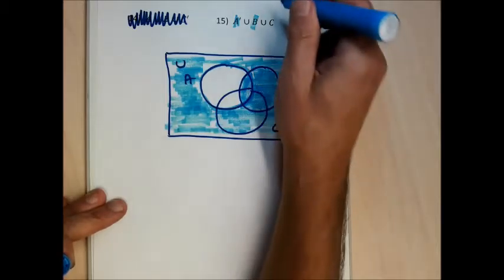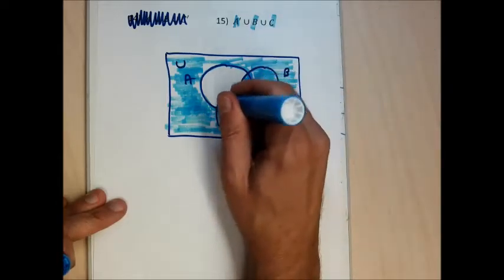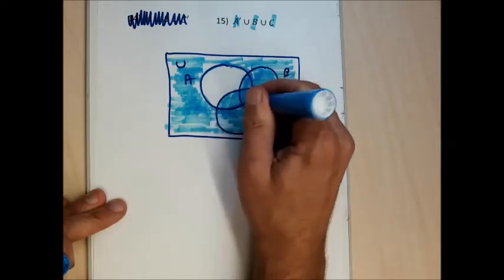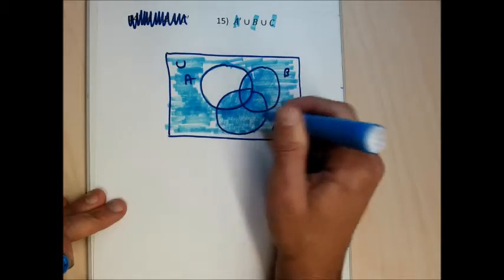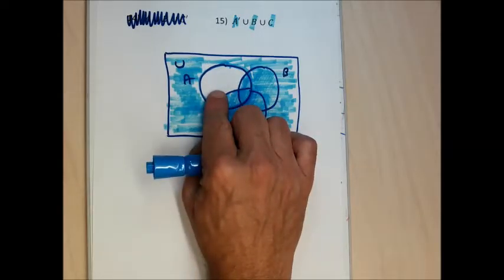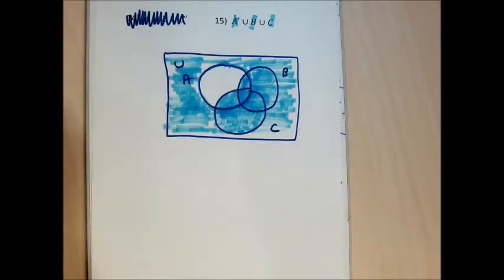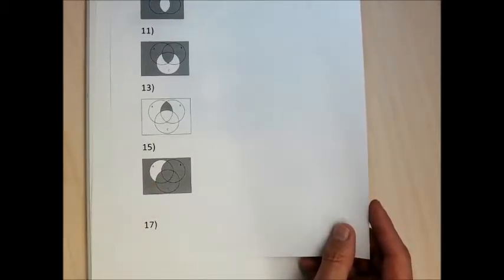And then lastly, because it's another union, I'm going to keep my blue color and do the C. And now I'm shading everything inside the C circle. Anything that's been shaded, regardless if it's been shaded once, twice, or 3 times, is going to be part of my answer to problem 15. The only region that's empty is this little part of set A, and that's exactly the answer that I have drawn on your answer key.